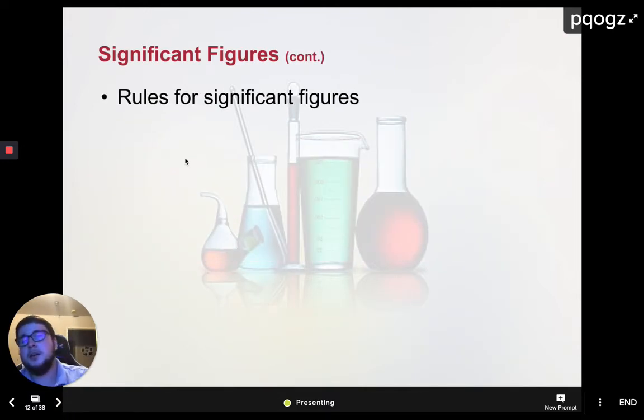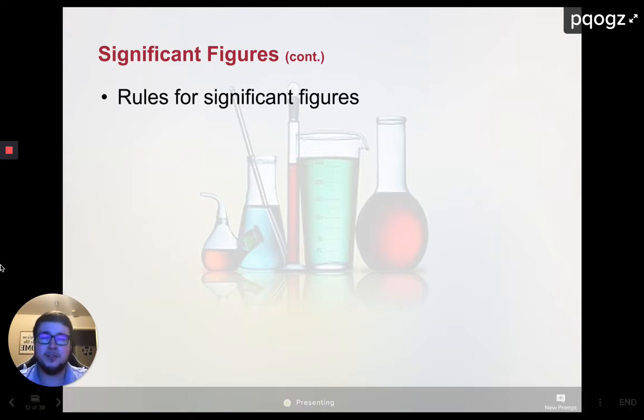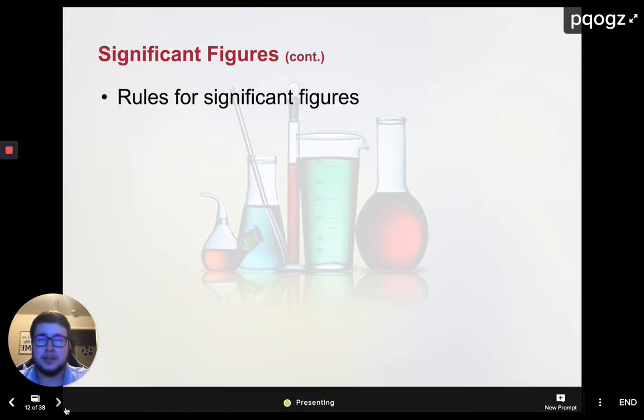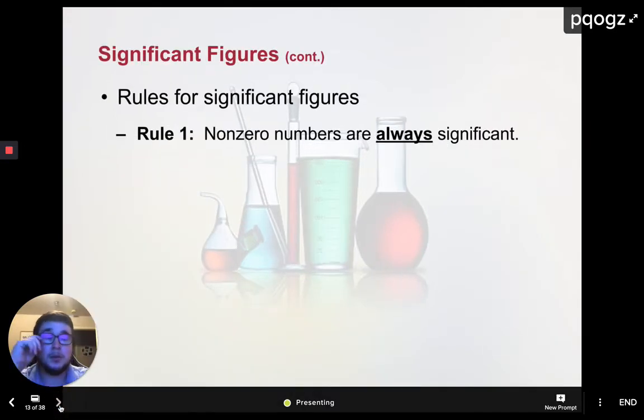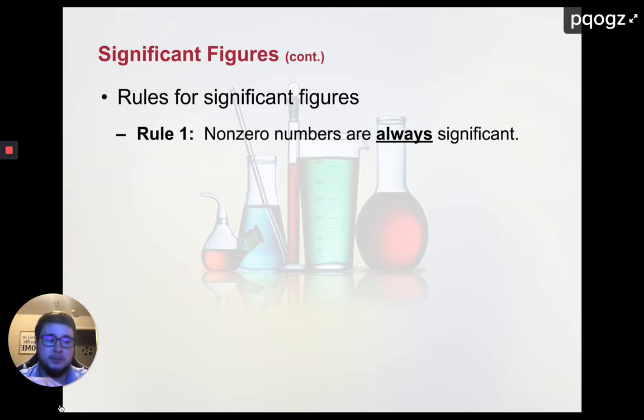Okay? All right, so what are some of our rules for significant figures? If we just look at a number that's written down, how can we determine how many significant figures that number has, and why does it even matter? Okay? So rule number 1, any digit that's not a 0 is always significant. So if you have a number written down and there's any digit in there that's not a 0, you're going to count that as a significant digit. Okay?